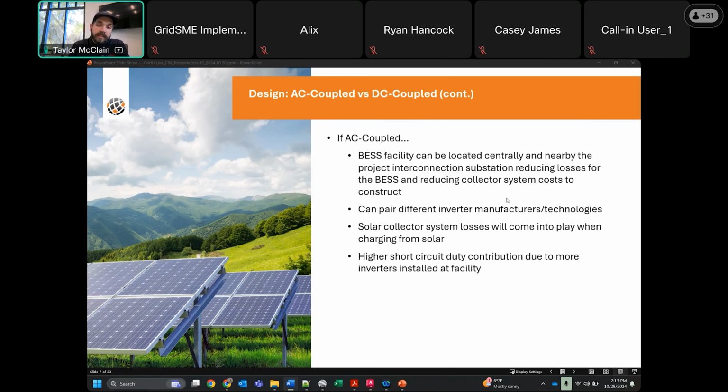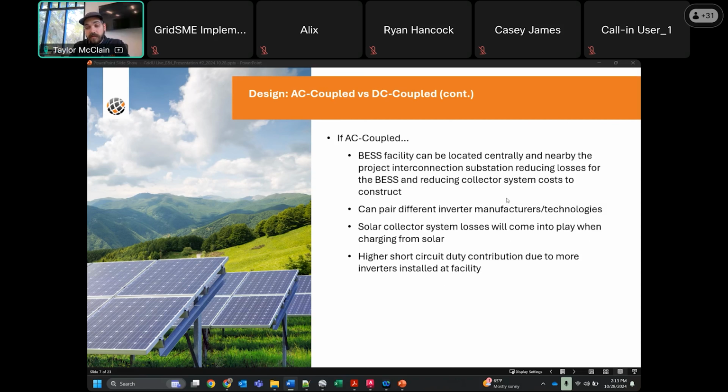As mentioned, the collector system losses for charging from solar, and then the final potential downside to having the AC coupled. I will note that in general, inverter-based resources have a much lower short circuit duty contribution than something such as conventional gen. Historically, there aren't too many issues with short circuit duty contribution from inverter-based resources, except for areas where there are high concentrations of inverter-based resources.